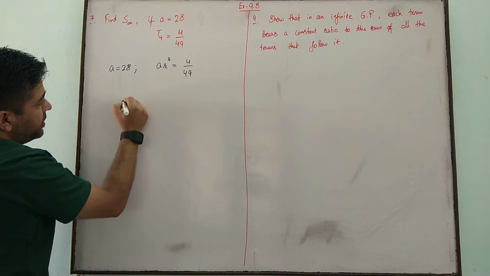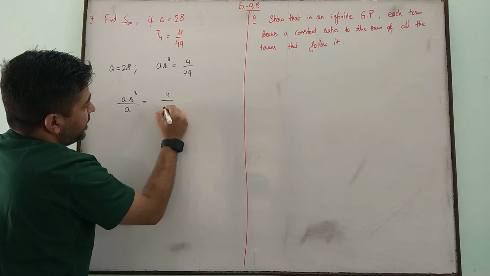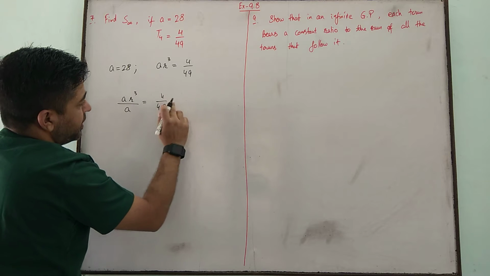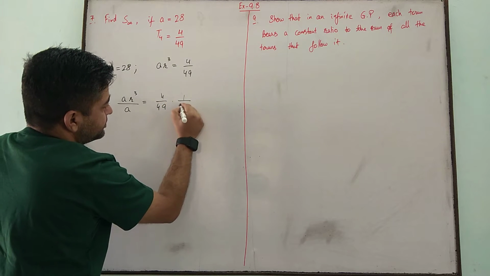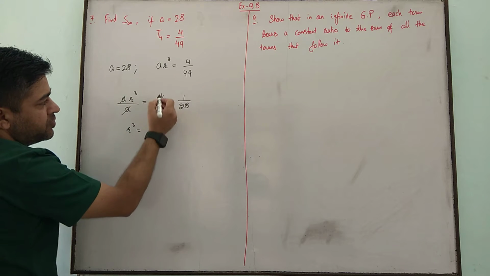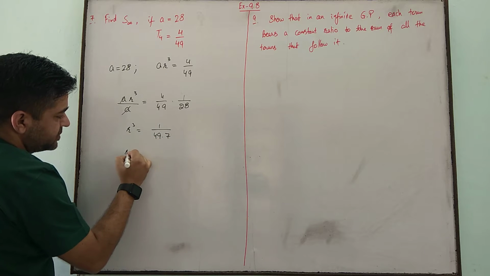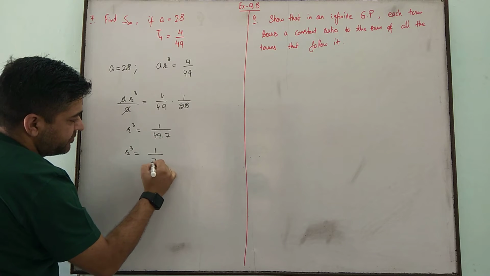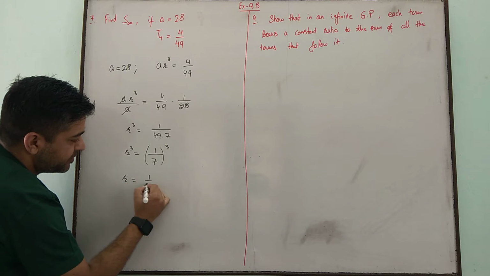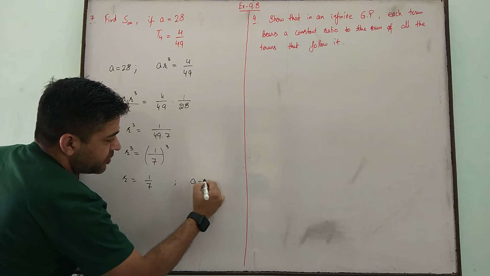That is, you can divide AR cube by A, that is 4 by 49, and divide by 28. So we get that R cube is equal to 4 by 49 into 7, that is R cube is equal to 1 upon 7 to the power 3. So we get here R is equal to 1 by 7, and A is already given as 28.